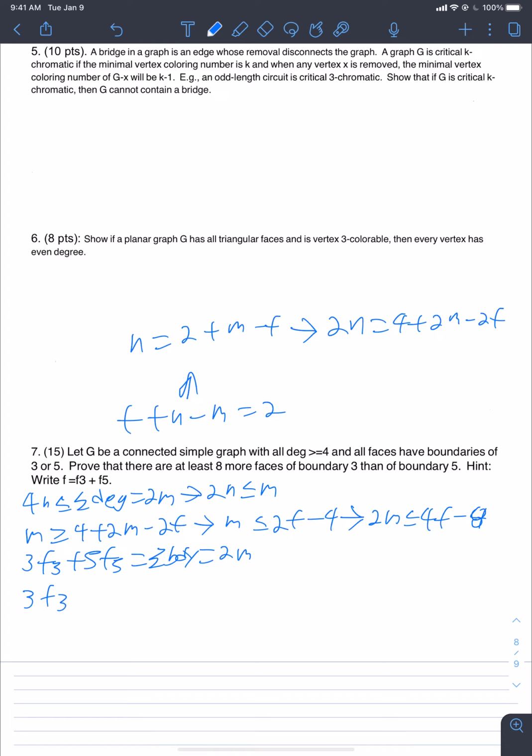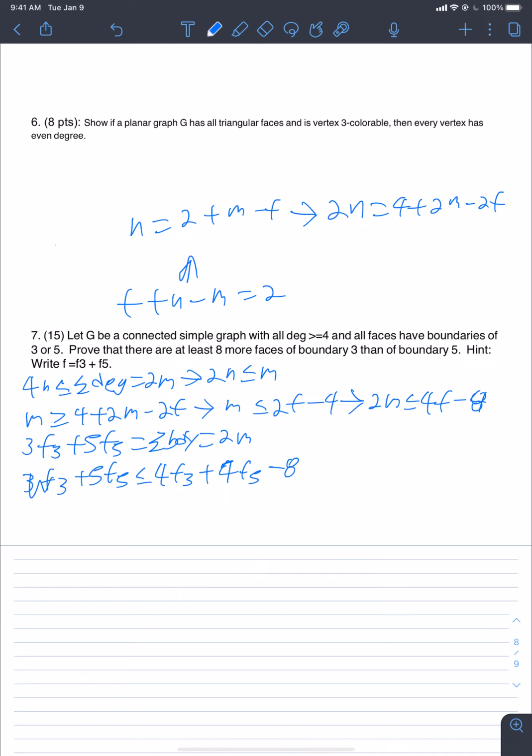Writing this all out, we have 3f3 plus 5f5 is less than or equal to 4f3 plus 4f5 minus 8. Then we get rid of all those terms, and we get that f5 is less than or equal to f3 minus 8. We want to prove that there are at least 8 more faces of boundary 3 than of boundary 5. And if you look at that, that's the proof.